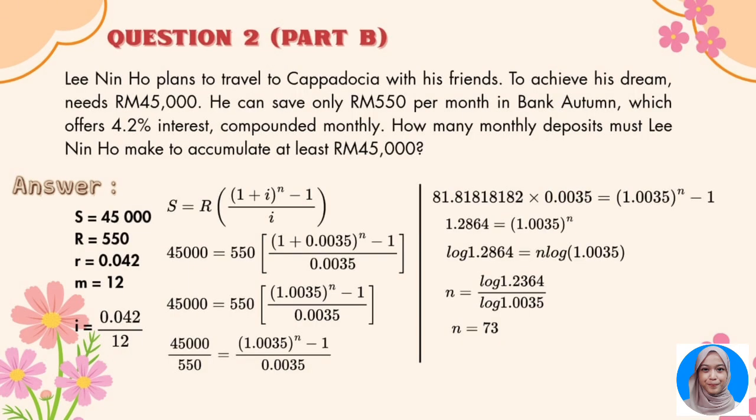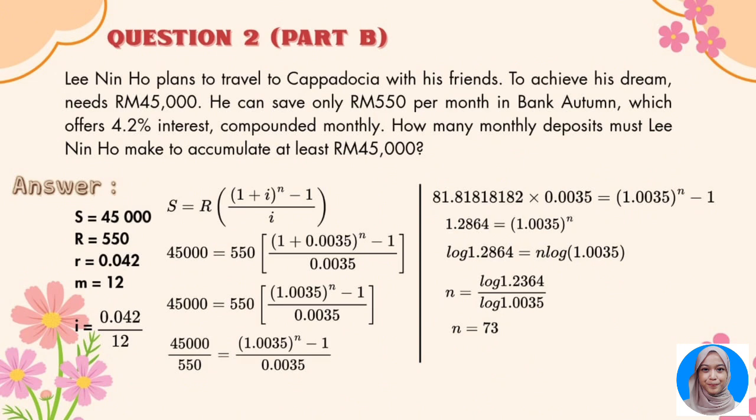Question 2, part B. Linho plans to travel to Cappadocia with his friends. To achieve his dream, he needs 45,000. He can save only 515 per month in a bank, which offers 4.2% interest, compounded monthly. How many monthly deposits must Linho make to accumulate at least 45,000? Let's move to the answer.